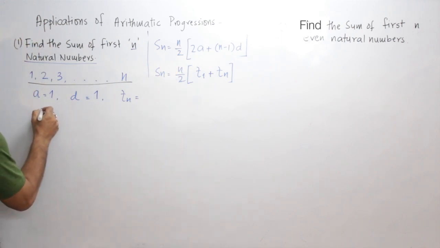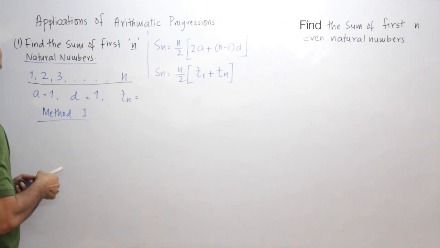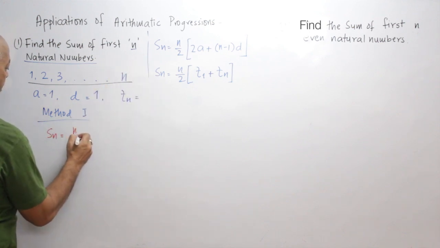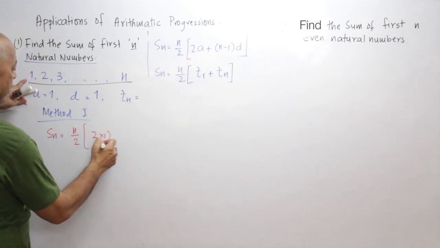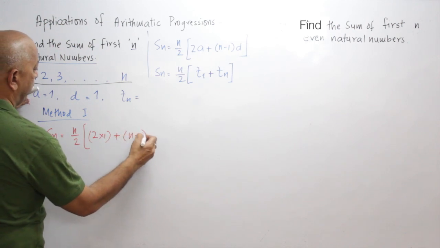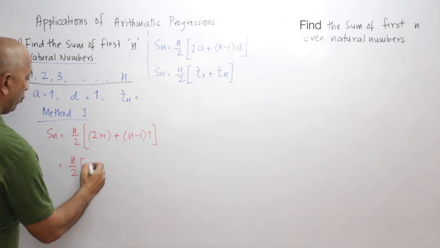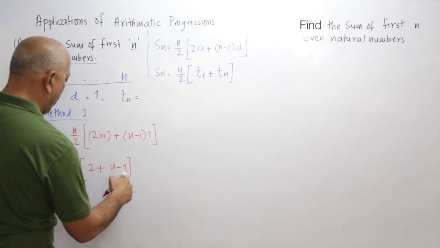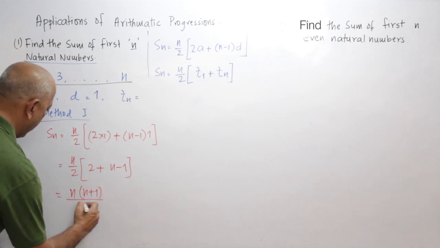So first, method 1, this is the first. So we can put the value. Sum Sn is equal to n by 2 into 2a. A is how much? 1. So 2 into 1 plus n minus 1 d, d is equal to 1. So n by 2 into 2 plus n minus 1. So 2 minus 1 is a plus 1. So n into n plus 1 divided by 2.